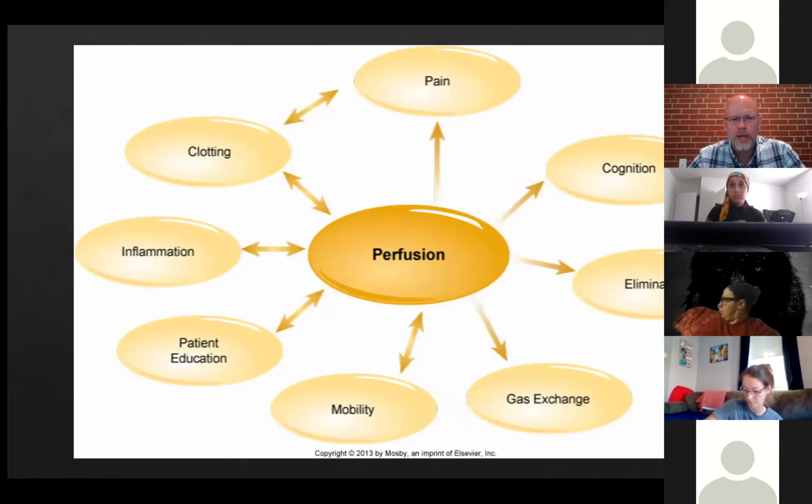How is perfusion and pain related? Lack of perfusion to an area can cause pain. Yes. So if I have a heart attack, I'm essentially experiencing pain in my myocardium because I'm getting an inadequate amount of oxygen to it.